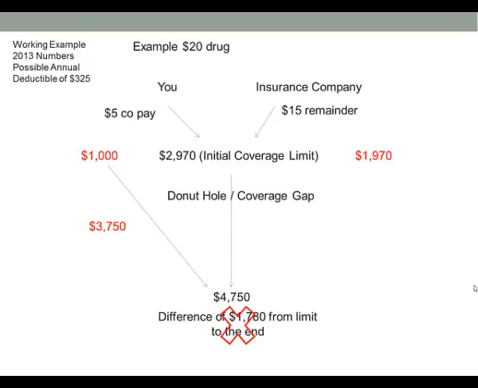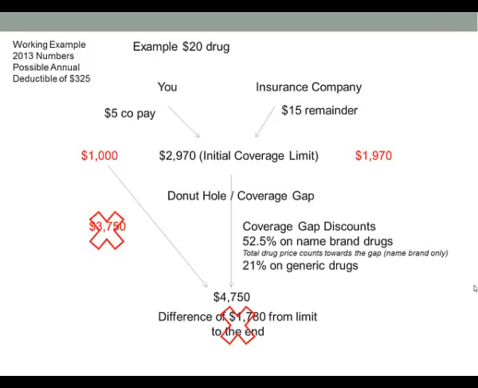So what they've done with the plans is they've eliminated that number and given you some discounts. Once you hit the coverage gap, you'll save 52.5% on name brand drugs, but the nice thing is the total drug cost counts towards the coverage gap. So if it's a $100 name brand drug, even though you saved 52.5%, the entire $100 counts towards the donut hole or coverage gap. However, on generic drugs, you'll save 21%, but only what you pay out of pocket counts towards the coverage gap. So in this example, you'll pay less than $3,750 for your coverage gap, but we don't know how much because it depends on what name brand drugs you're on, how many generics you're on, and so forth.